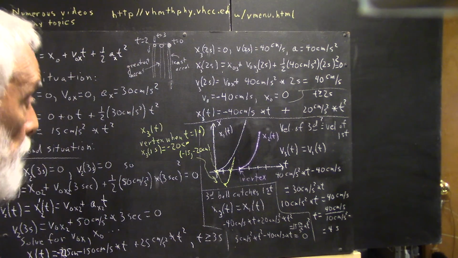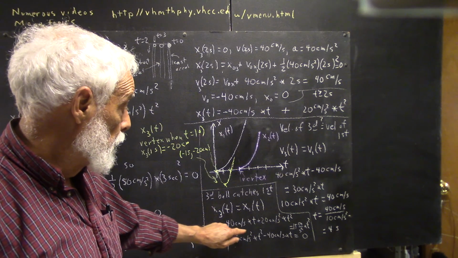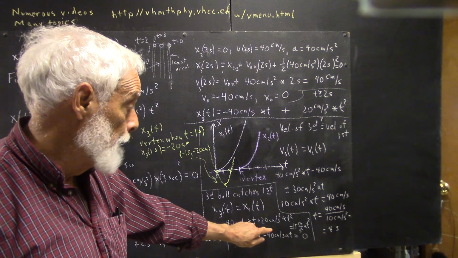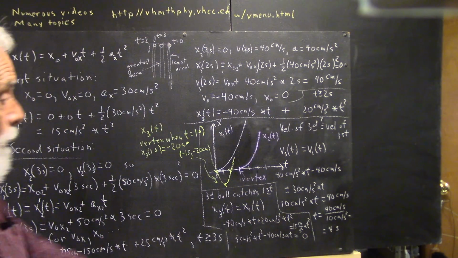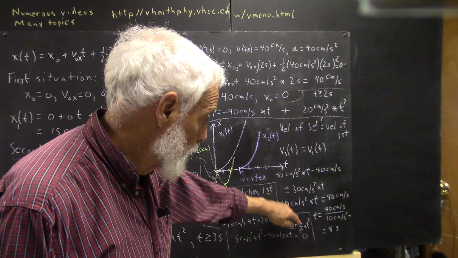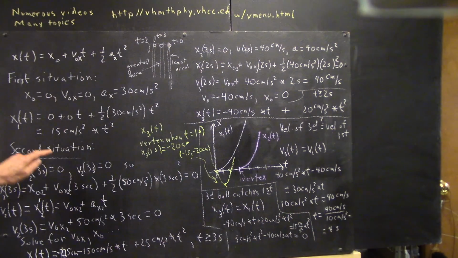Okay, we can dispose of this question very easily. x3 of t is negative 40 centimeters per second times t plus 20 centimeters per second squared times t squared. x1 of t is 15 centimeters per second squared times t squared. Might be a little hard to read, but we just wrote this down. So we solve this. It's a quadratic function, a quadratic equation.